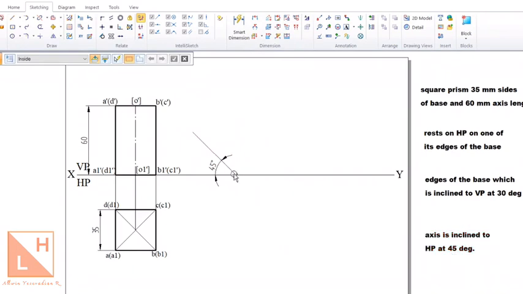Remember, whether it is a prism or pyramid, whatever the angle of the axis given, you take 90 minus that angle and incline the base at that 90 minus angle. In this case it is 45 degrees, so 90 minus 45 still remains 45. I am drawing the baseline at 45 degrees. You can simply copy this first position as it is. Select the point which is supposed to be placed on the XY line. As we see here, it is resting on HP on one of the edges of its base.